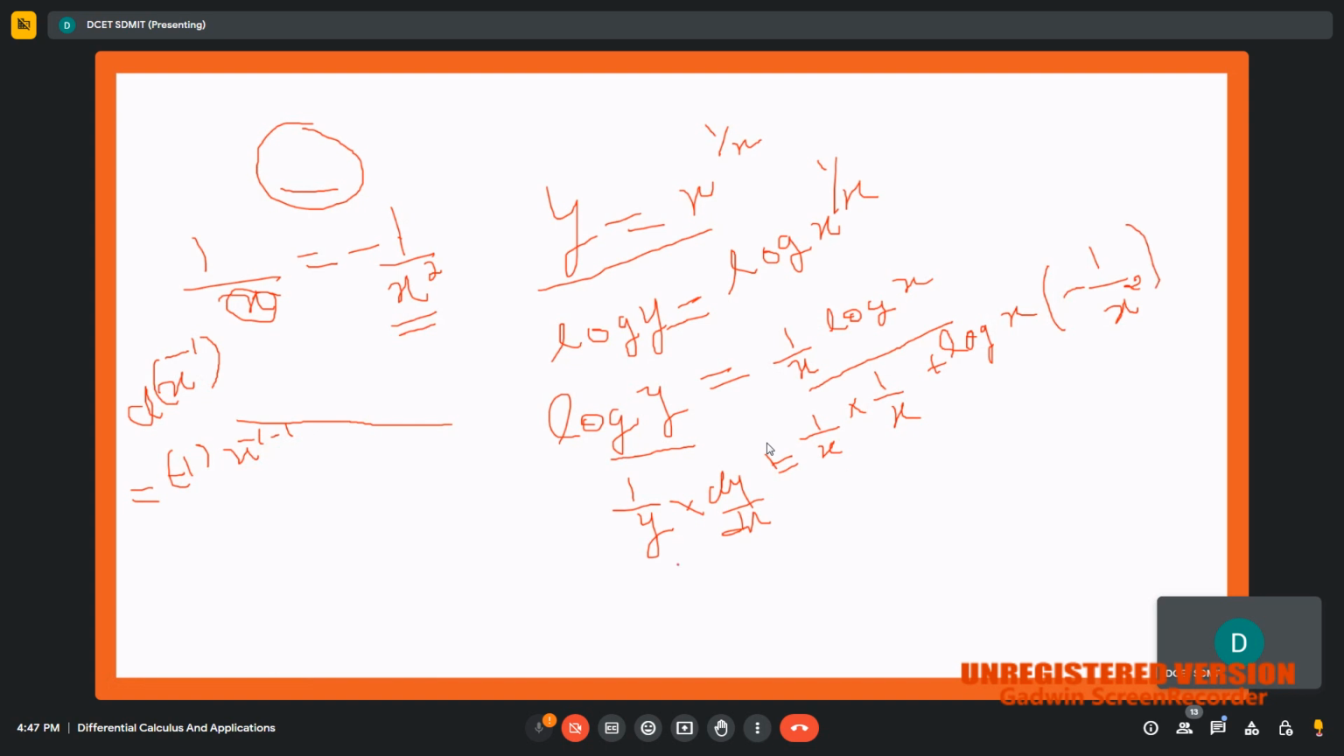Okay, now we are getting 1 by y into dy by dx. What is dy by dx here? Dy by dx is nothing but this y taken to the other side: y into 1 by x into 1 by x, which is 1 by x square, minus log x divided by x square.